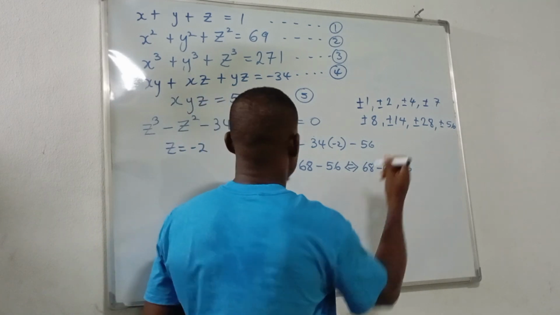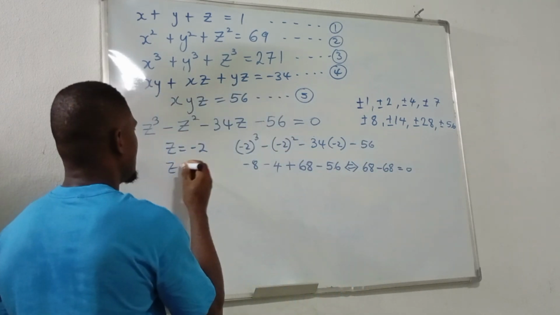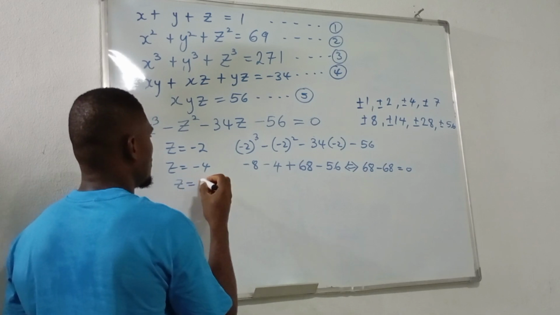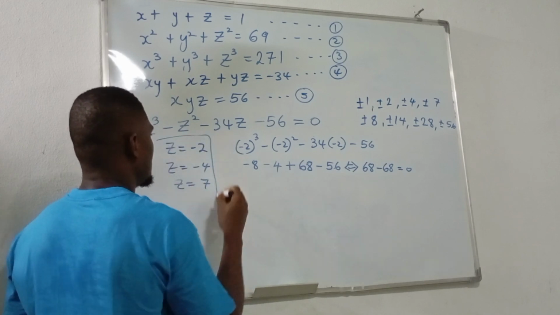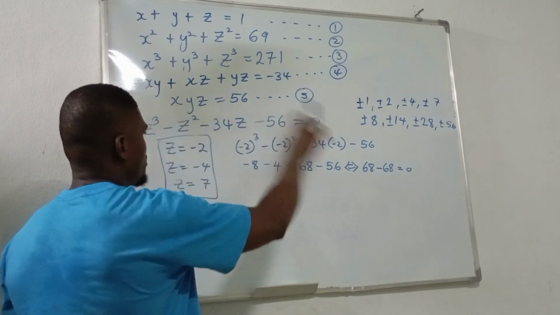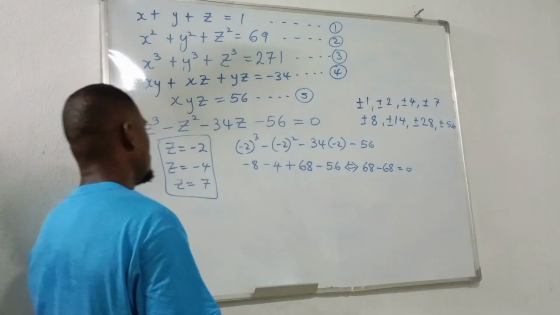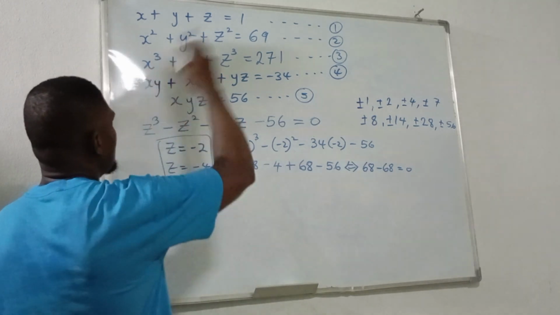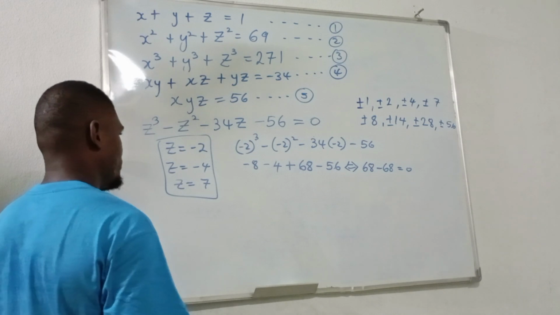Another solution would be when z is equal to minus 4, and also when z is equal to 7. So these are the three possible solutions to this equation. All right, so now when z is equal to minus 2, what would be the value of x and y?